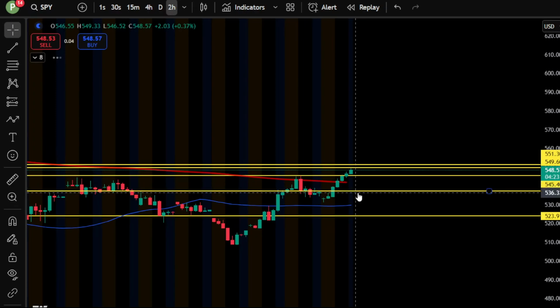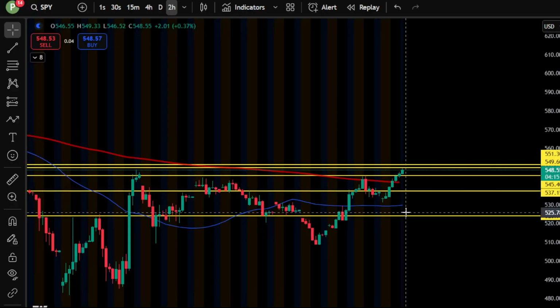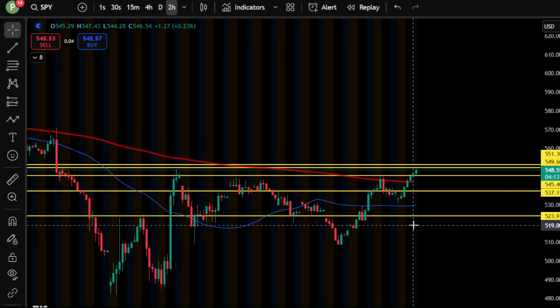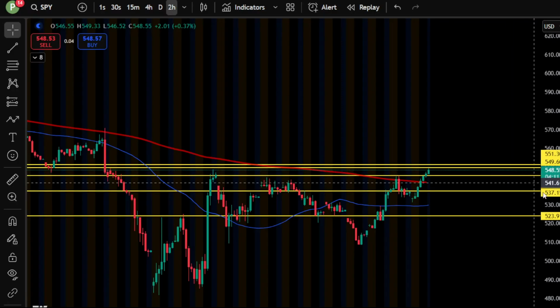And then from there, if you get below 540 all over again, you're looking at a move towards 537. And then from 537, you're looking at 535. So that's what I'm looking at on the SPY when it comes to upside and downside.